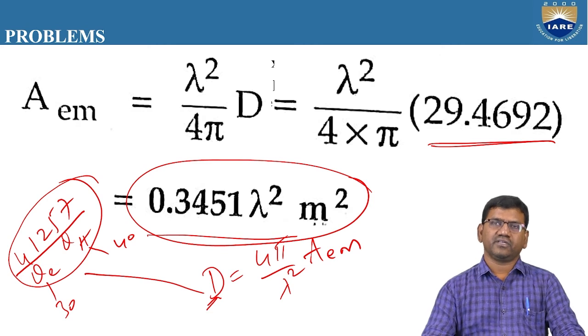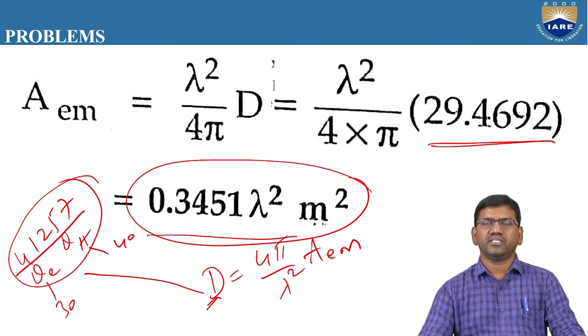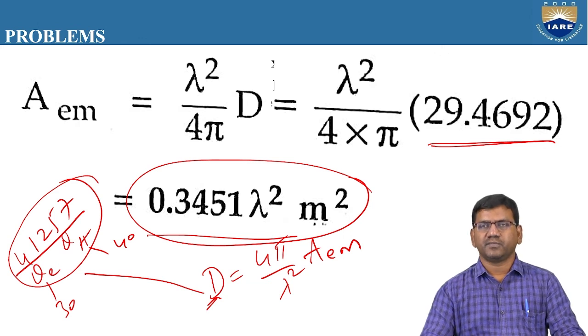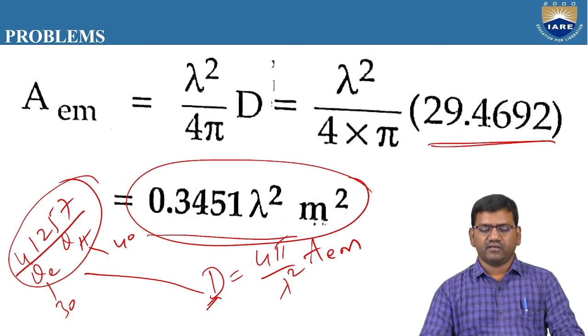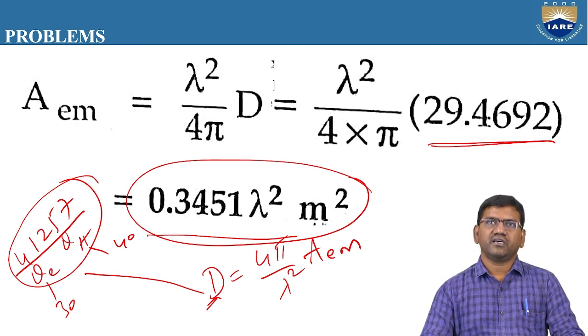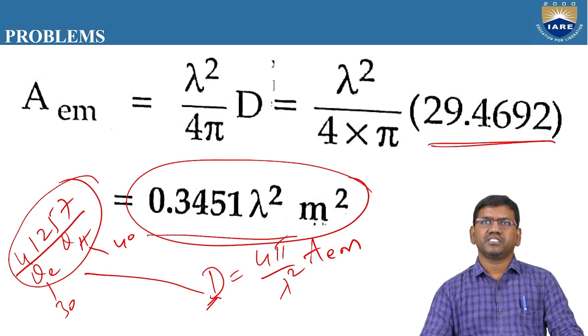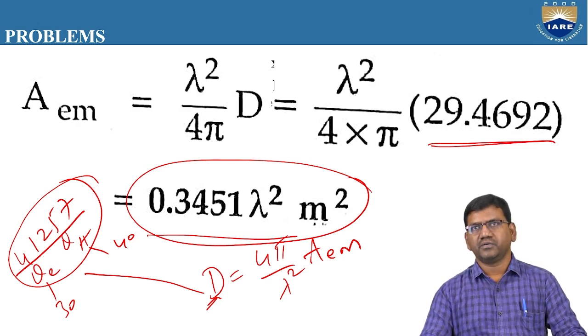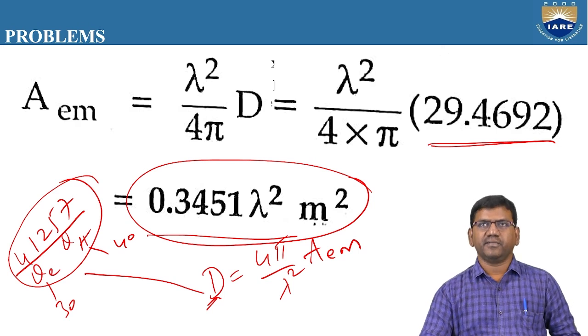So we conclude this session here. We have done the problems based upon the radiation resistance of the half-wave dipole antenna, based upon the monopole antenna, and based upon the efficiency of the antenna. We have determined the power received by the receiving antenna, the gain of the antenna, and the maximum effective aperture of the antenna. All these things we have discussed today. We'll see the remaining problems in the next session.